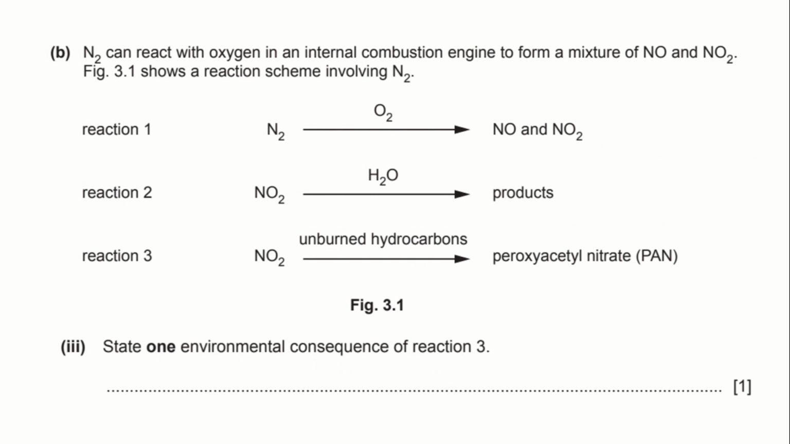Now the part 3 of this question is asking for one environmental consequence of reaction 3. Now reaction 3, there is a PAN compound that is formed between nitrogen dioxide and unburned hydrocarbon. Right? Now this PAN will only cause one environmental consequence, which is photochemical smoke.